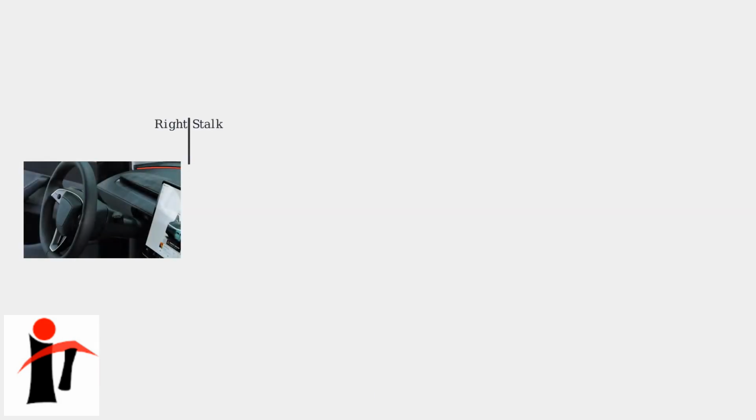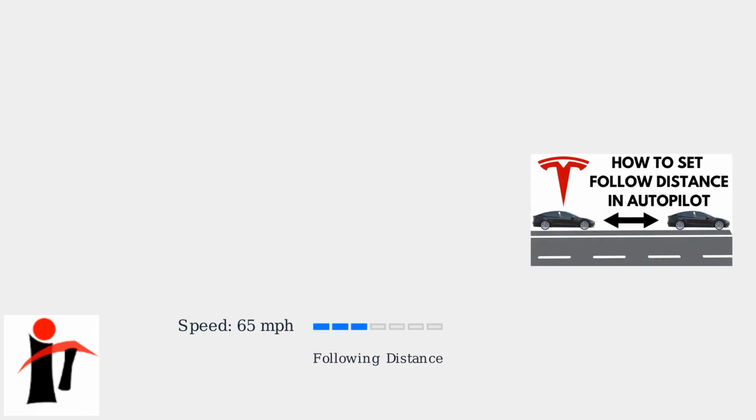Once traffic-aware cruise control is active in your Tesla Model 3, you can adjust the set speed using the right steering wheel stalk. Pull the stalk upward to increase the speed, or pull it downward to decrease the speed. Each single tap on the stalk adjusts the speed by 1 mile per hour increments, allowing for precise control. The following distance, which determines how closely your Tesla follows the vehicle in front, is set in the Autopilot settings menu. You can choose from 1 to 7 bars, where 1 bar means the closest following distance, and 7 bars means the farthest. This setting affects how aggressively the system accelerates and brakes to maintain the gap.